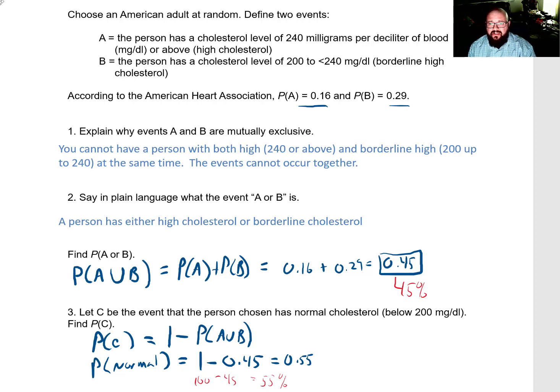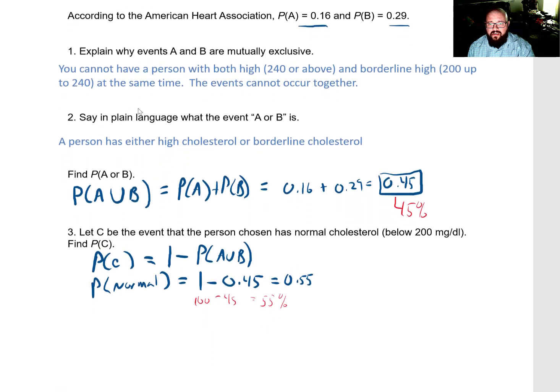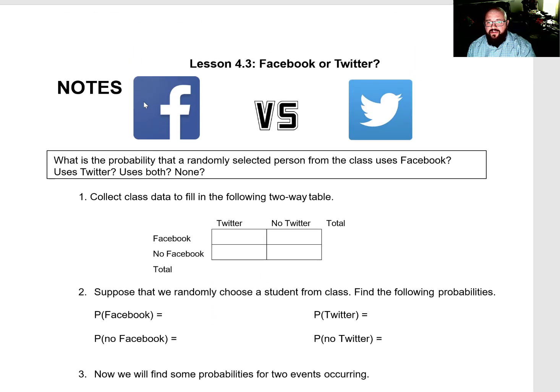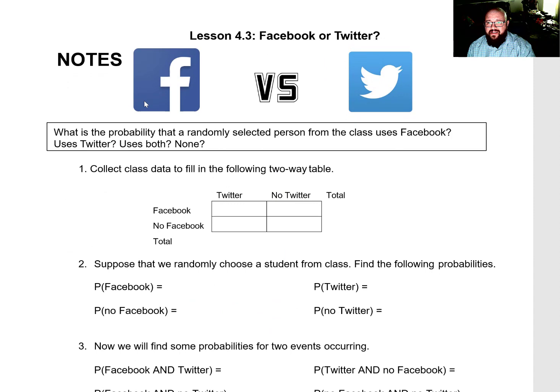And that pretty much wraps up 4.2 there. So the next one we're going to go into is 4.3, okay? In which case we'll be talking about the two-way tables and our Venn diagram.